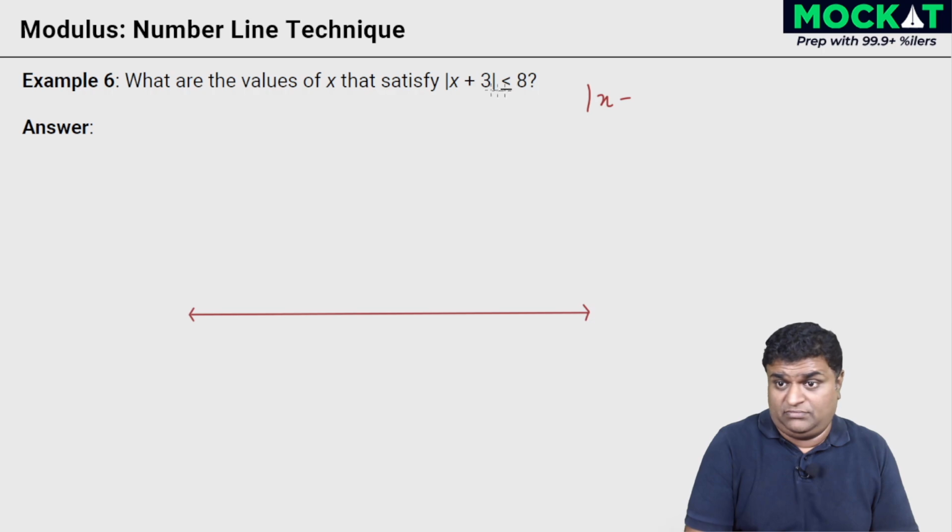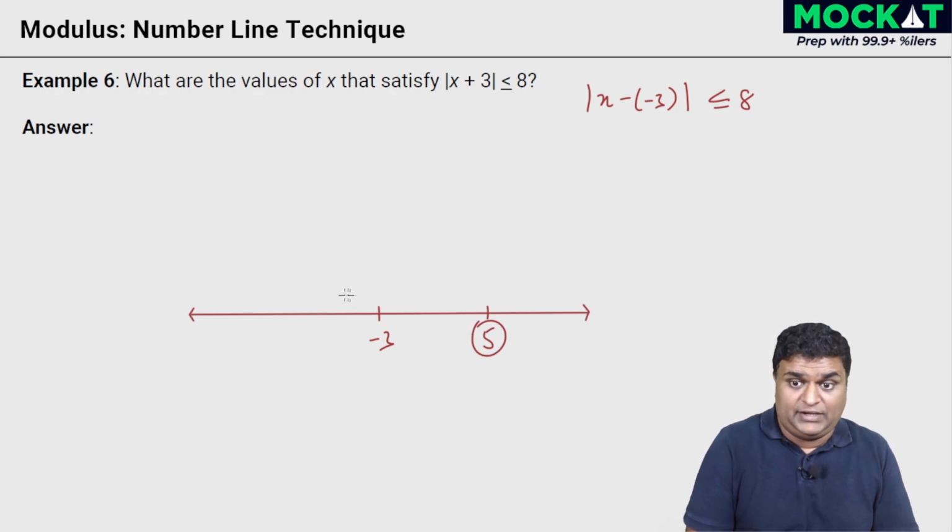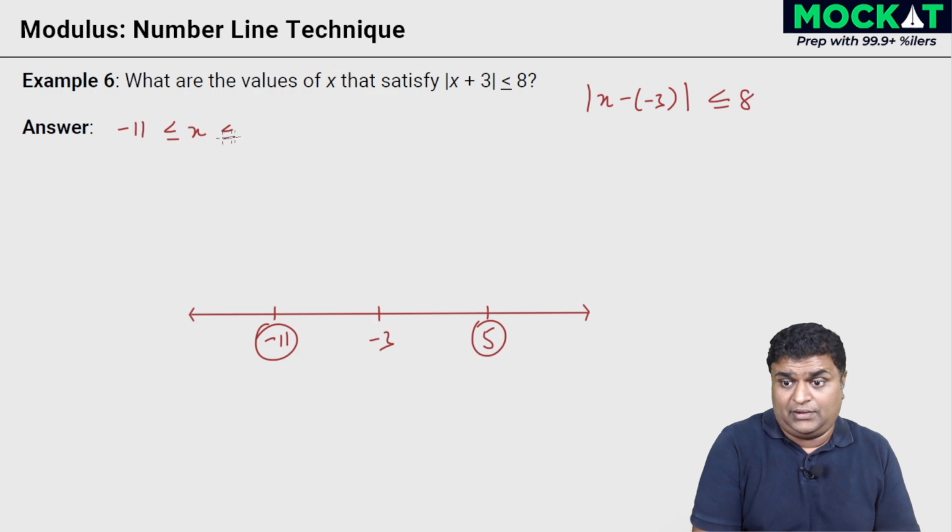Modulus of x, I have to rewrite this, minus of minus 3 is less than or equal to 8. So put a minus 3. 8 units to the right is going to be a plus 5. And 8 units to the left is going to be a minus 11. So it's going to be any value between minus 11 and 5. And it's less than or equal to over here because this has an equal to symbol as well.